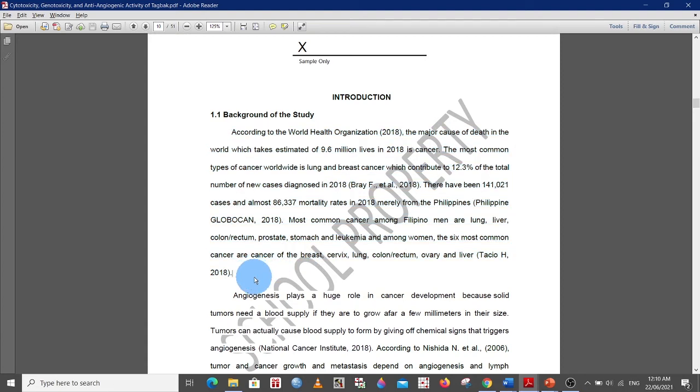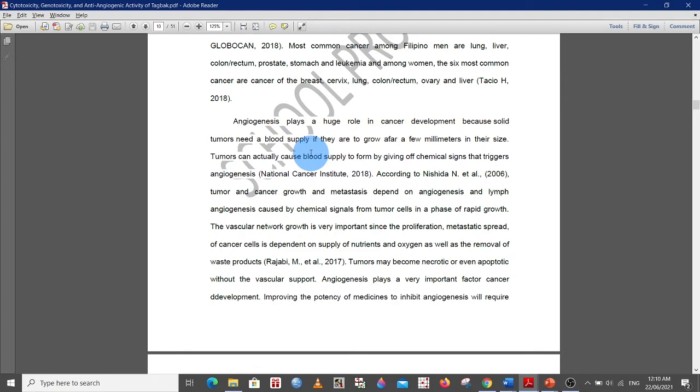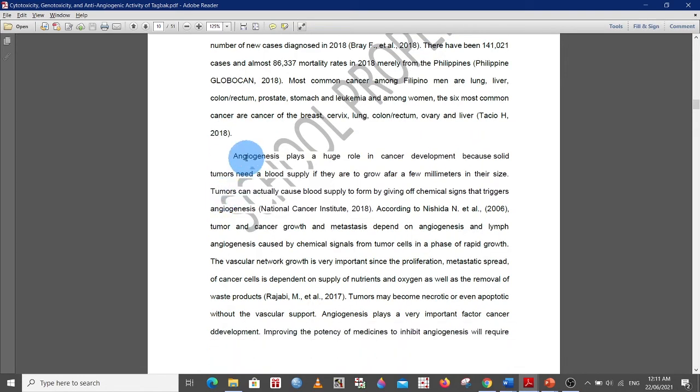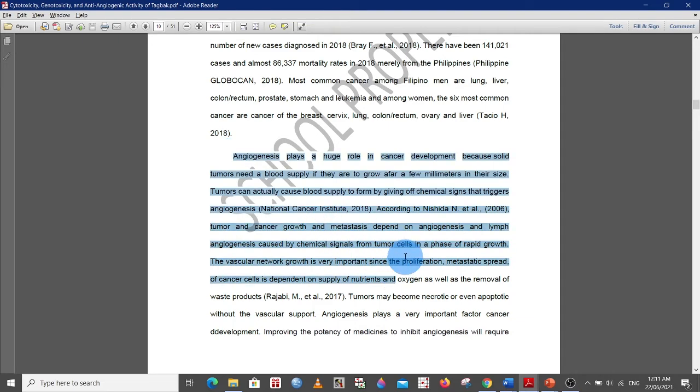Pwede mo subay ani nga format. There are a lot of ways in creating background of the study. Kaning iyaha is deductive approach, meaning from general to specific. Now, sa first paragraph, iya lang gi specify ang sakit nga cancer o unsa ka daghanon ang naapektuhan niini. For the second part, hinahinay na siya introduce sa somehow the way that cancerous cells receive nutrients for their growth. So the process of angiogenesis.